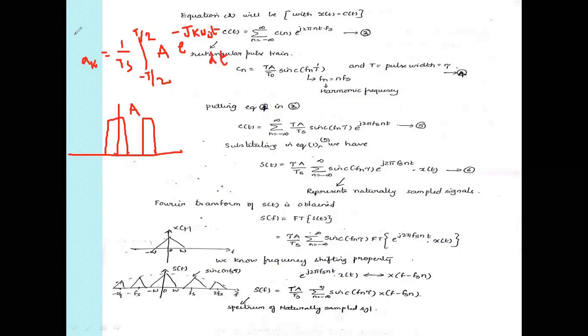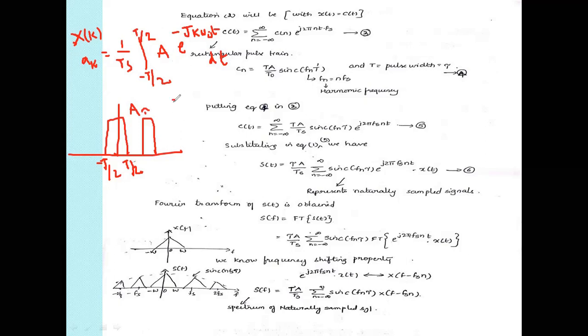Okay, what is the a of k? It is nothing but X of k, my dear students. X of k is equal to 1 by T, the integral over the period. What is that integral? That is from minus T by 2 to T by 2. So 1 by T of A into e power minus j k omega naught t dt. A is an amplitude here, and tau is a pulse width.